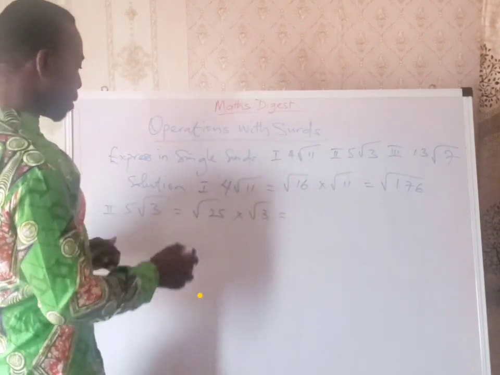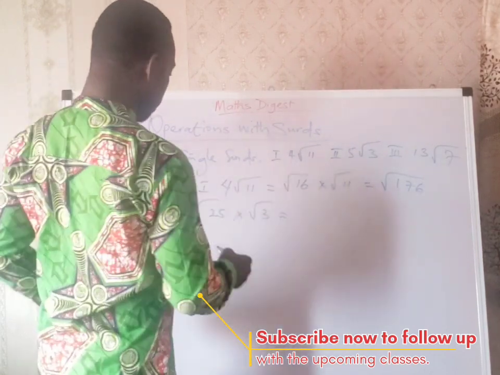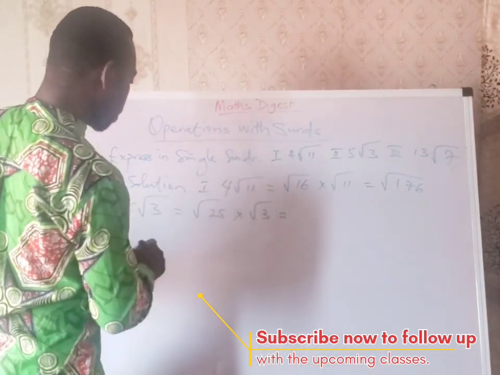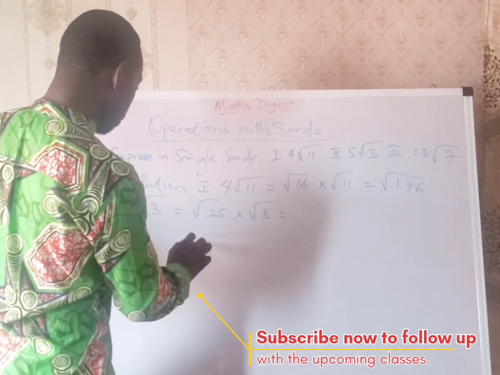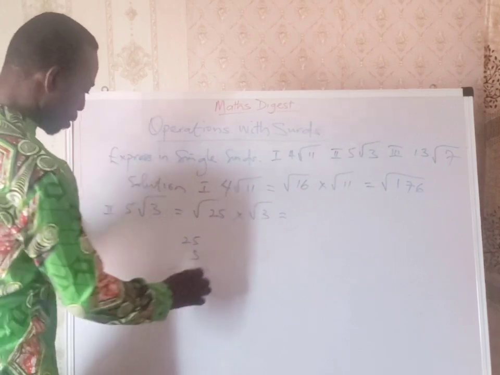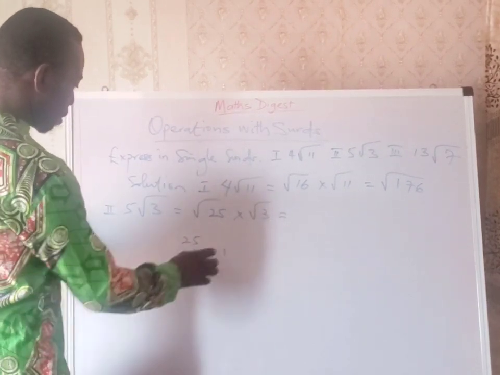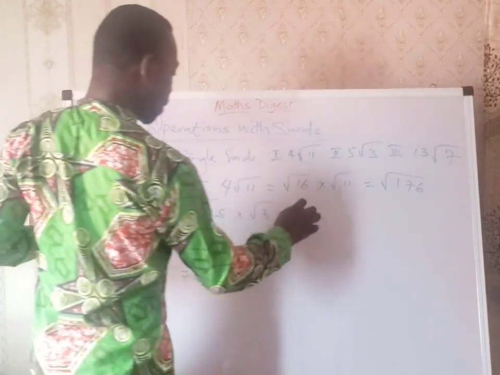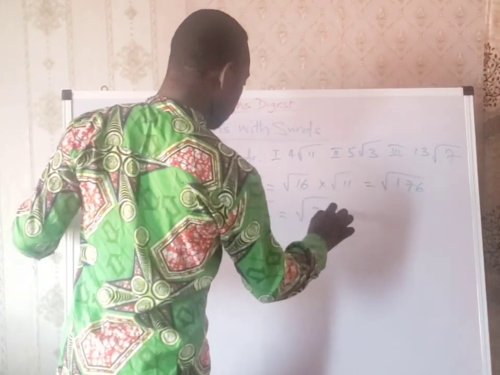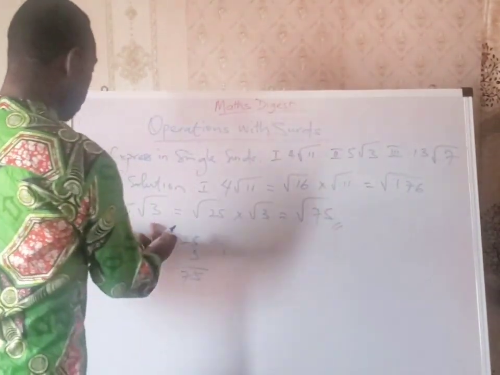So with this you can say that 25 times 3 will give you 75. This times this is 5. Remember 1. Then this times this is 6 plus 1, 7. Okay, so we have root 75. So this is what gave birth to this.